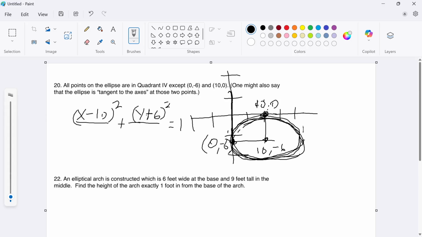Now I need to find the a and b. This is going to be a, so it's 10, because to get here from the y-axis is 10 over. So a equals 10. So this is a squared, which is 10 squared, which is 100. And then b is 6, because I go 6 down to get to (0, -6), 6 down to get to the other edge of the ellipse. So this is 6 squared, which is 36. And so that's the standard form of the equation.